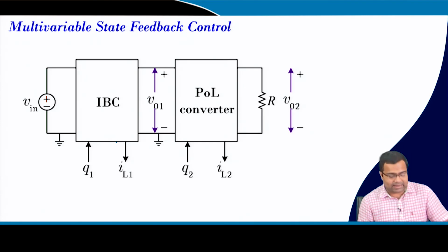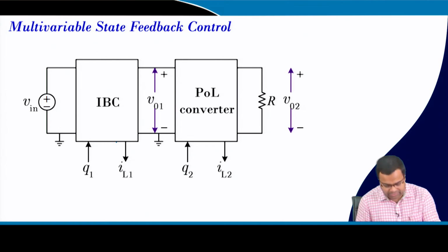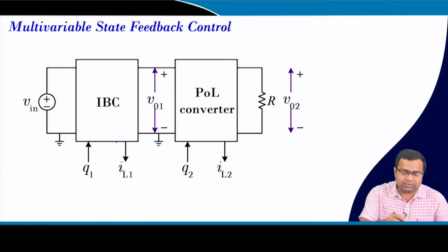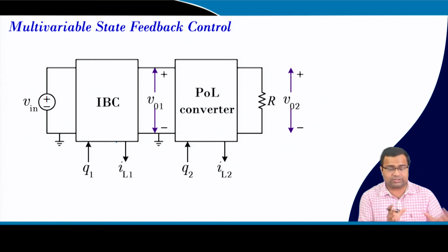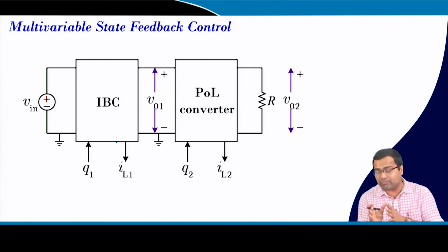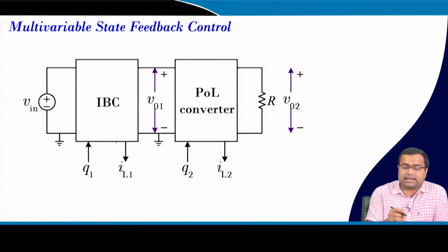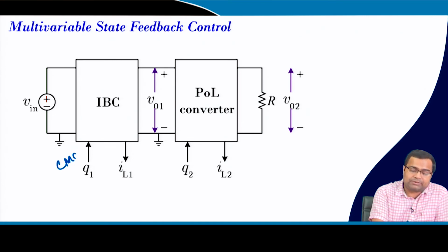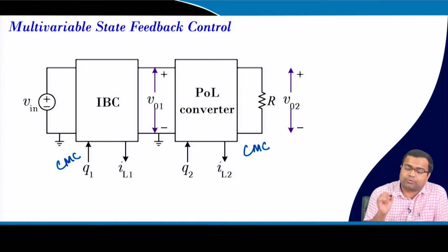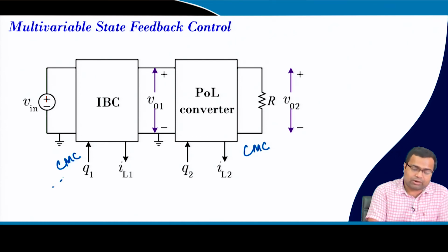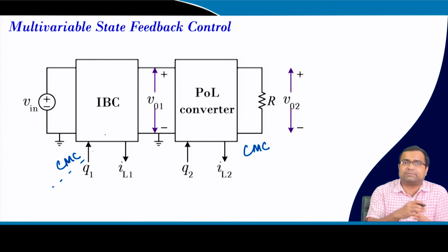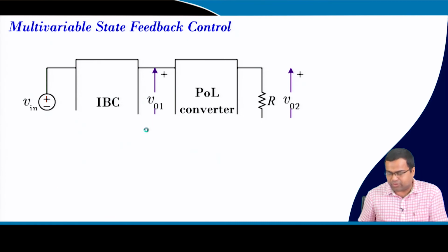Now, this state feedback approach is very useful, particularly when you are dealing with the intermediate bus architecture, in which we consider an intermediate bus converter, which is a source side converter, and a POL converter, which is a load side converter. And we discussed in lecture number 16 that in order to provide active damping, we consider current mode control for IBC as well as current mode control for POL converter. So, when we talk about current mode control, we can transform this realization into a state feedback form, and the same thing holds for the POL converter.